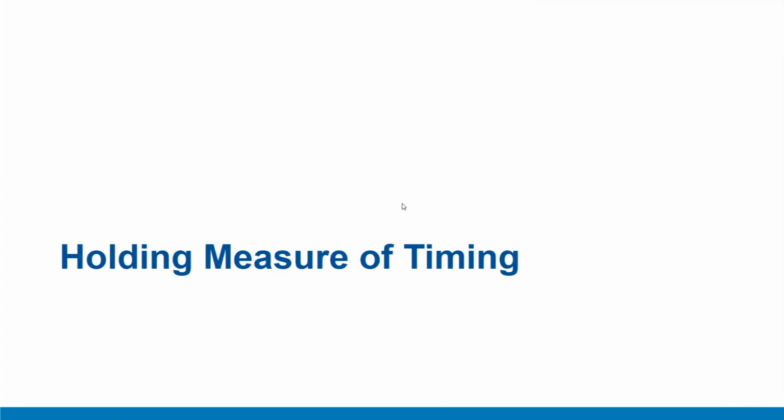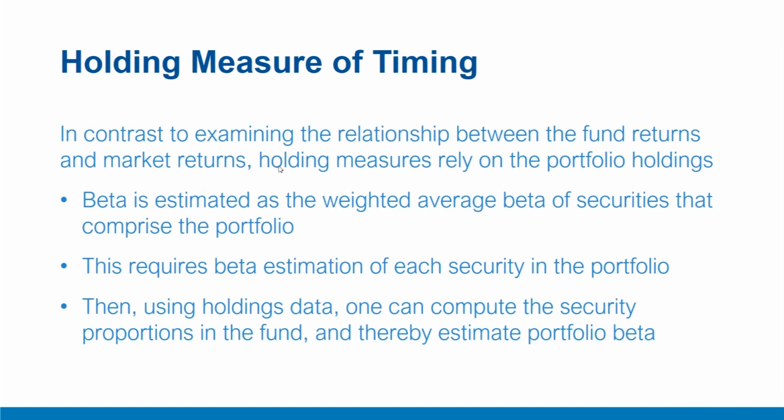Holding measure of timing. In this video, we'll discuss another variant of timing measure, which is based on security holdings of a portfolio. In contrast to directly examining the relationship between fund returns and market returns, holding measures rely on portfolio holdings. We already know that beta for a portfolio is estimated as the weighted average of betas of all the securities that comprise the portfolio.